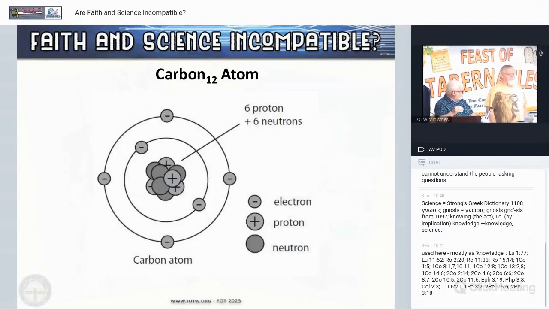If you remember from science or chemistry class, atoms have protons and neutrons in the middle, and they have electrons that orbit around it. It's like the planets. And what makes this a carbon atom is it has 6 protons. So every atom that has 6 protons is a carbon atom. Every atom that has 7 protons is a nitrogen atom, and so on. Every atom that has 1 is a hydrogen atom. So that's what this elemental chart is.